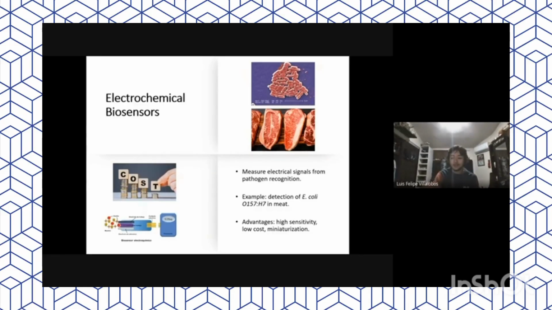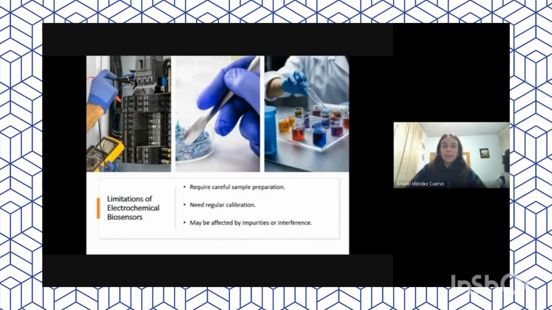Hi, I am Annabelle and I'm gonna talk about the limitations of electrochemical biosensors. Despite their benefits, these sensors can be affected by impurities or interfering substances. They also need regular calibration to maintain accuracy and may require controlled sample preparation.